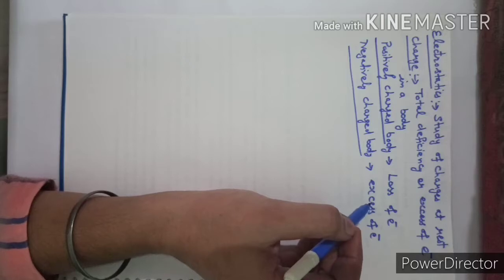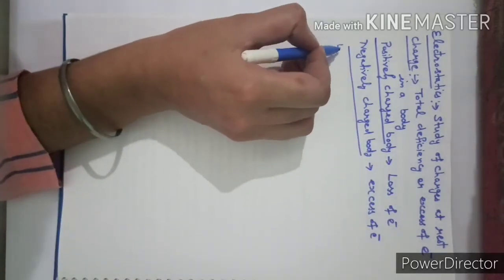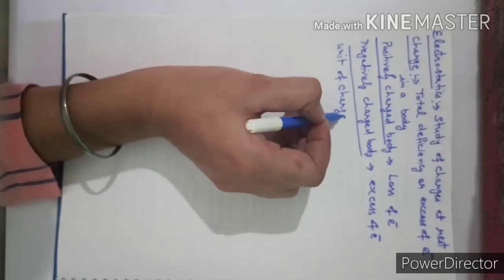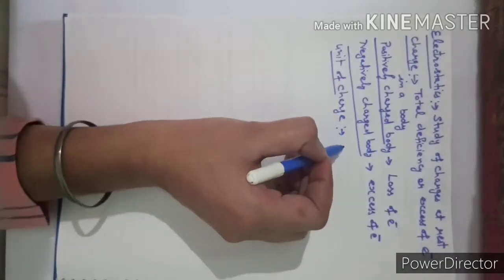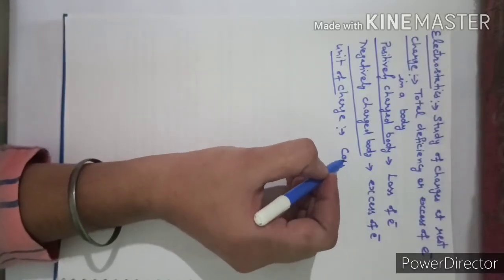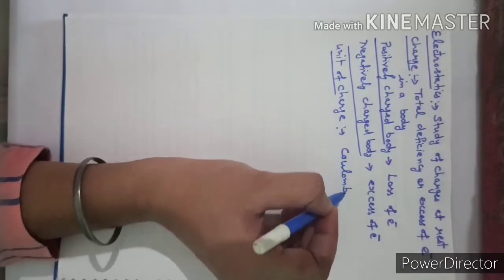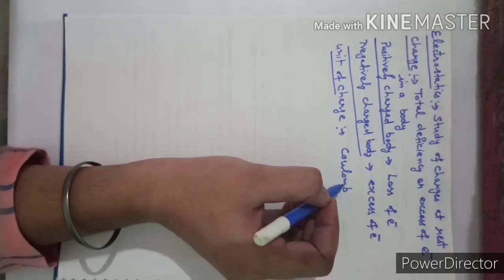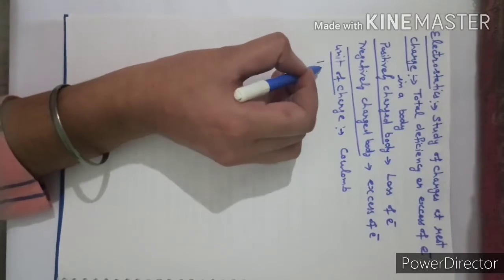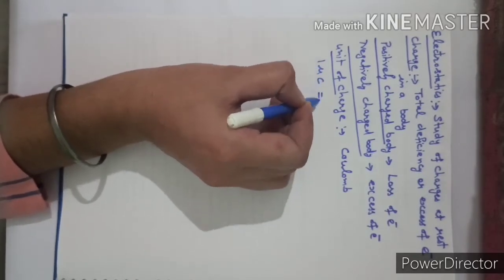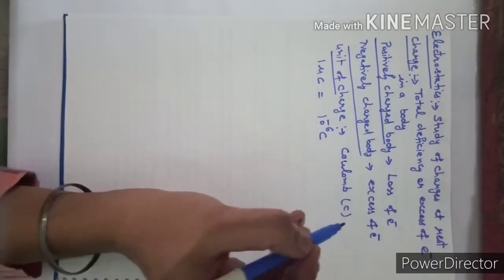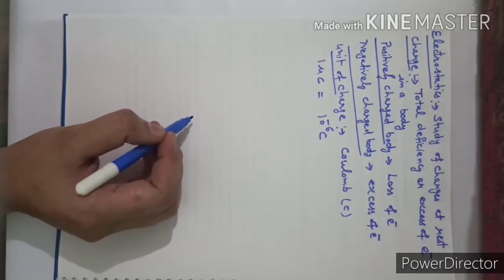Now what is the unit of charge? Unit of charge is coulomb. One small unit is 1 microcoulomb, which is equal to 10 raised to power minus 6 coulomb. This is the unit of charge.